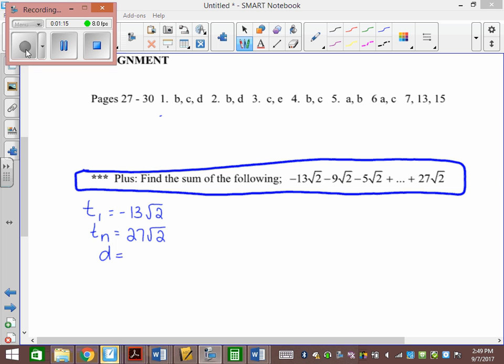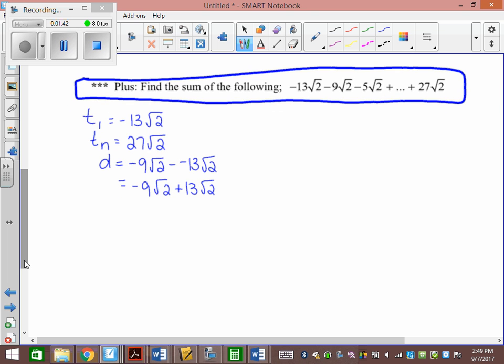D is second term minus first term. So negative 9 root 2 minus negative 13 root 2. Because remember, we just minus whatever it is, and it's negative. Now, minusing a minus is like what? Adding. So this is actually like negative 9 root 2 plus 13 root 2, which was what? 4 root 2, exactly. So that's my difference.